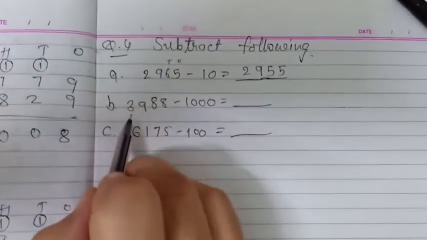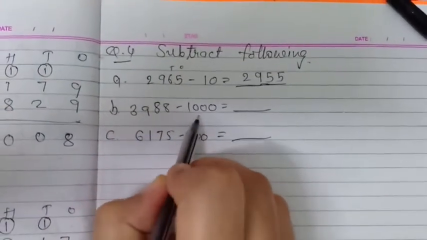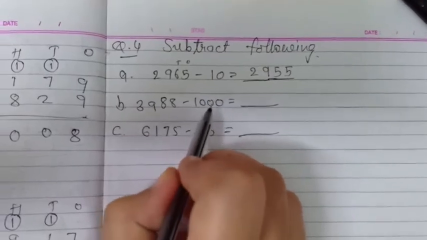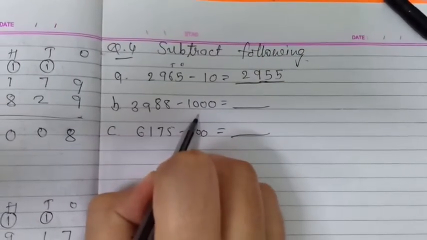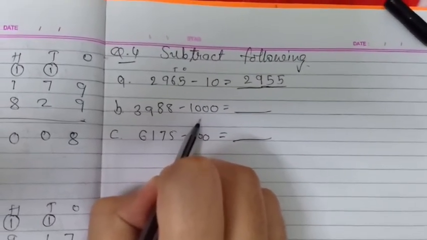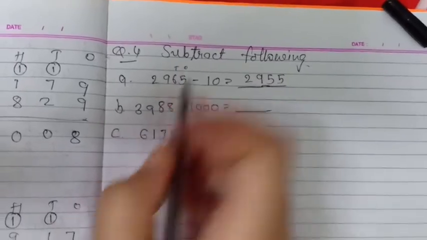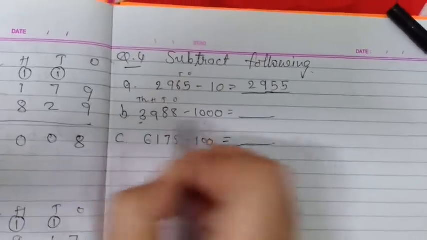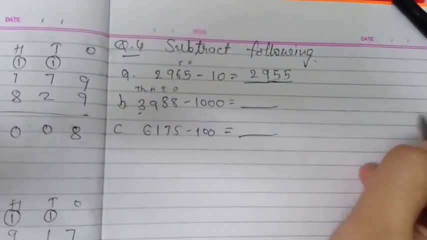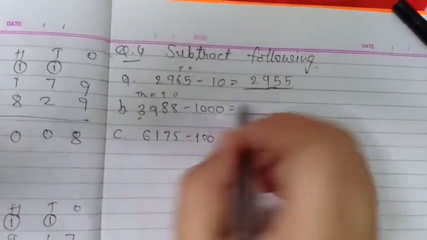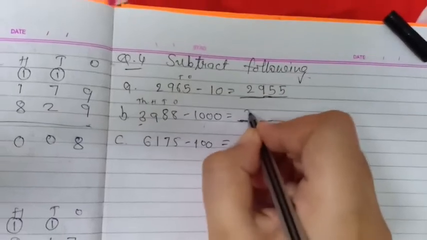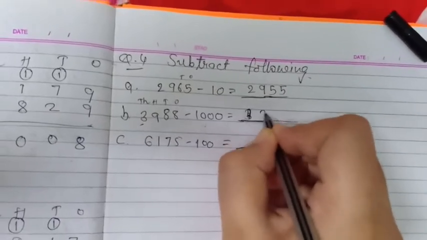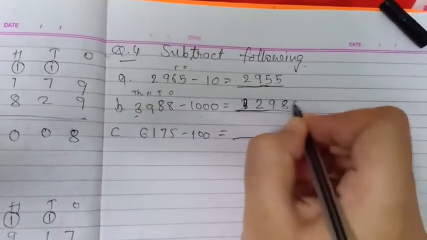Next, 3988 minus 1000. Whenever you subtract 1000 from any number, decrease the thousands place digit by 1. So this is ones, tens, hundreds and thousands. On the thousands place there is a 3. So decrease it by 1. So 2988.